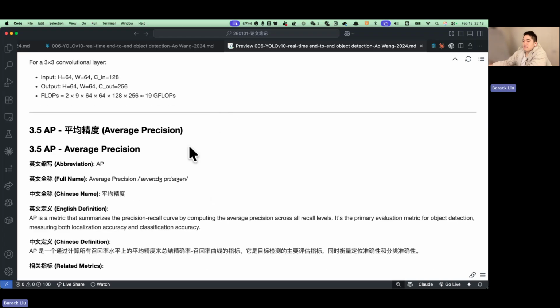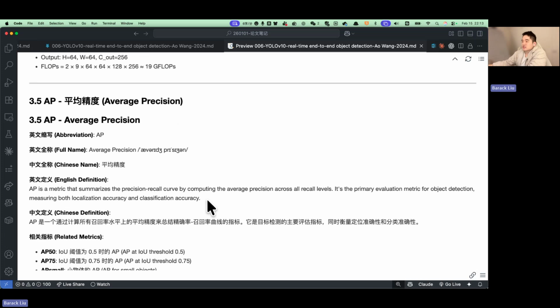Term 5, AP, average precision. AP is a metric that summarizes the precision-recall curve by computing the average precision across all recall levels. It is a primary evaluation metric for object detection, measuring both localization accuracy and classification accuracy.